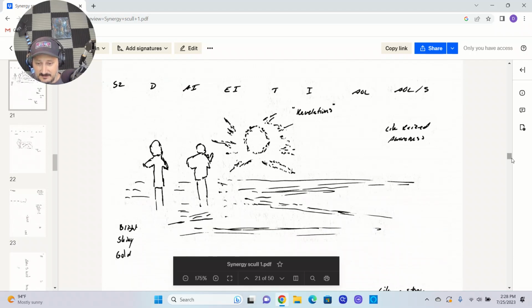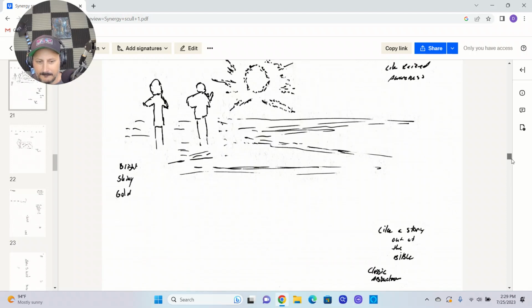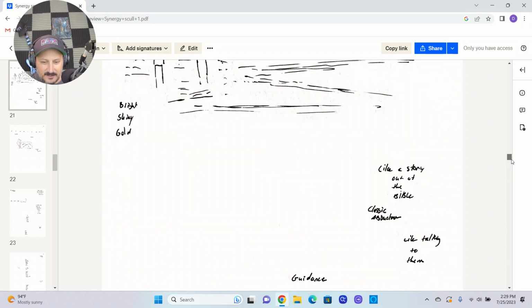Revelations. So some stuff I staged 5. I don't think I staged 5 this, but I guess it's of like some things it's being revealed. I don't know if it's like it's a story out of the Bible this is related to, but to me it was almost like this revelations are related to this, like raised awareness. Bright shiny gold, like a story out of the Bible.